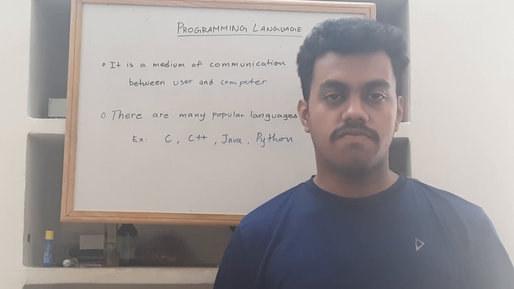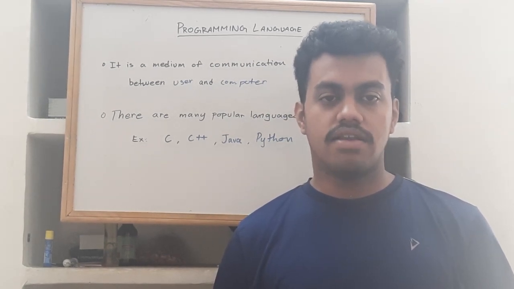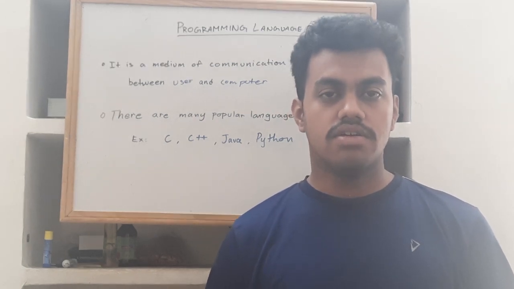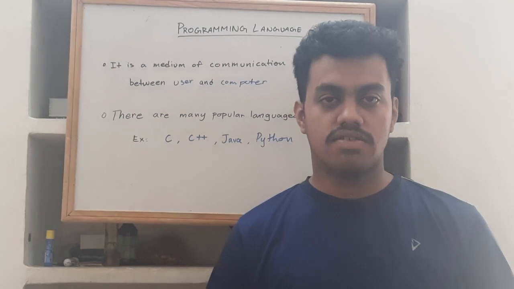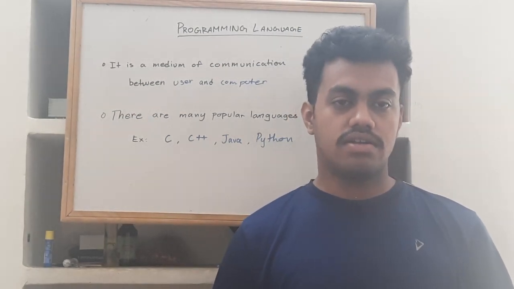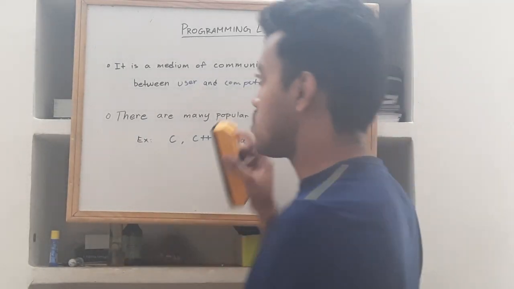There are a lot of popular programming languages in the world, like C++, Java, Python, HTML, whatever. So there are a lot of programming languages out there. Python is considered the most simple and easy to use language. Let's move on to interpreters.